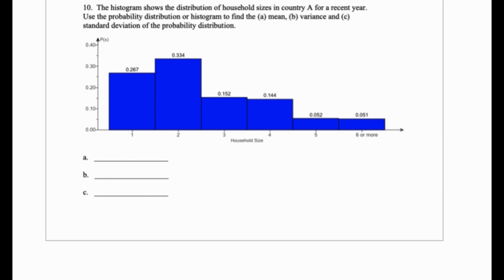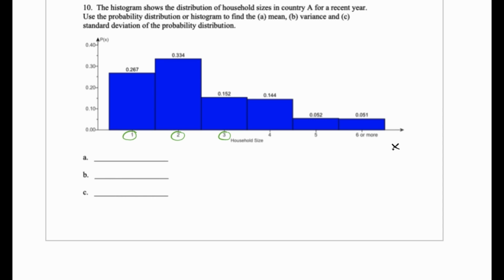So the histogram here shows the distribution of household sizes in a country for a recent year. Household sizes are 1 occupant, 2 occupants, 3, 4, 5, and then we have 6 or more. So the answers to the statistics question of how big is your household size is given on the x-axis as usual. So 1 person, 2 persons, 3 persons, and so on.